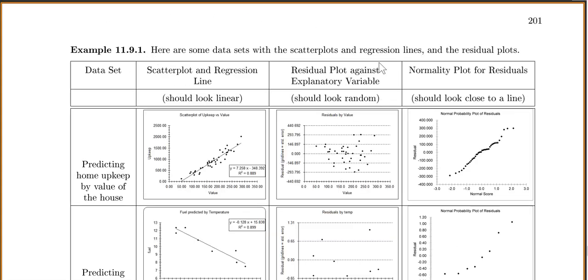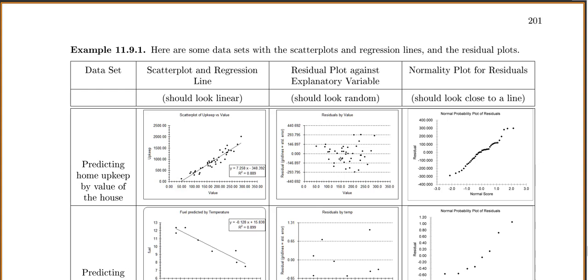So here are some data sets with our scatter plots and regression lines and the residual plots. Okay. So you can see for each data set, I have the scatter plot and the regression line, I have the residual plot against x, and I have the normality plot to check the residuals. When you look at the scatter plot, it should look linear. So for my first one, predicting home upkeep by value of the home, I have a line. The points all seem to be pretty close to the line. I have a pretty good R-squared value of 0.889.